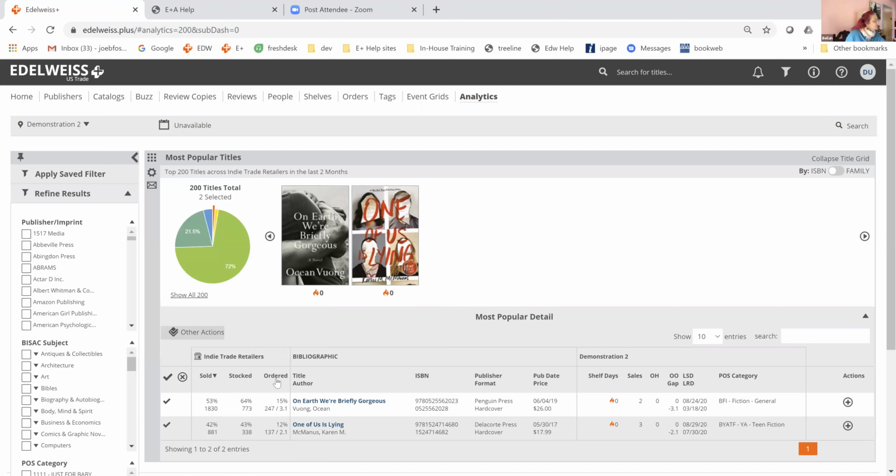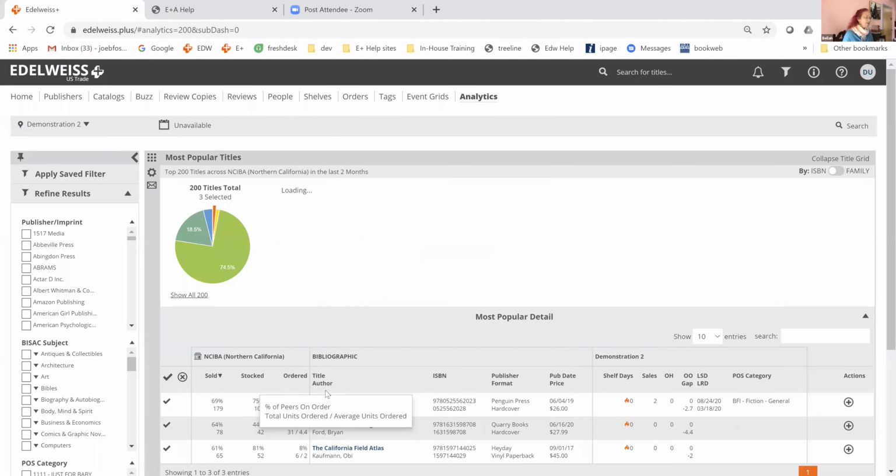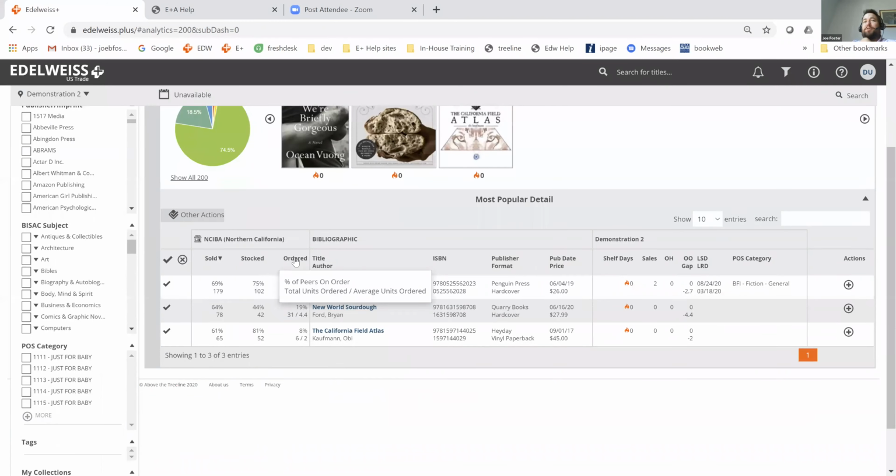Ordered 150 or 15%, and then what's the 247/3.1 mean? Yeah, so ordered is going to be percentage of peers that have it on order versus average units ordered. Oh, I can just hover over it, and see what I'm looking at. Hover is your friend. Okay, that helps. There's a lot of information jammed into small space there. Yeah. Okay. I wanted to know that.